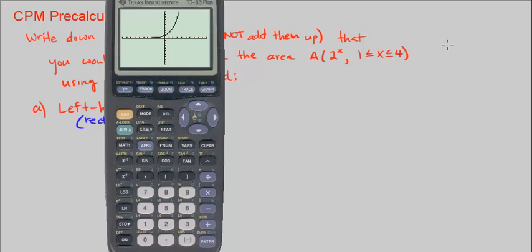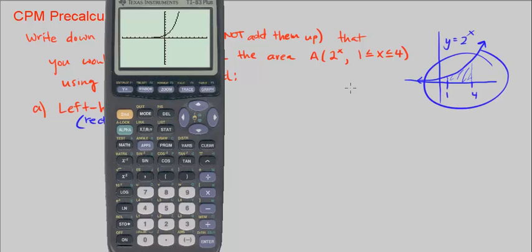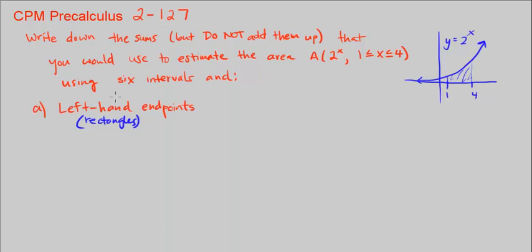Okay, and so I see that my graph looks like this, and it's going up to the left and right here, and we're going from 1 to 4, and we're trying to estimate the area in between this region. So this is y is equal to 2 to the x, and then we're looking between 1 and 4. All right, so looking at left-hand endpoints, again, what we need to know is, well, 6 intervals, what is going to be our width?